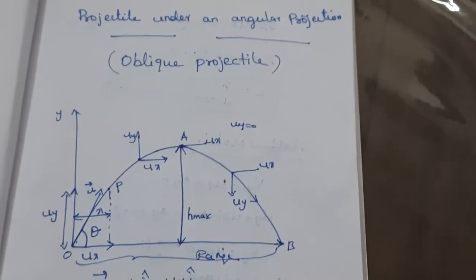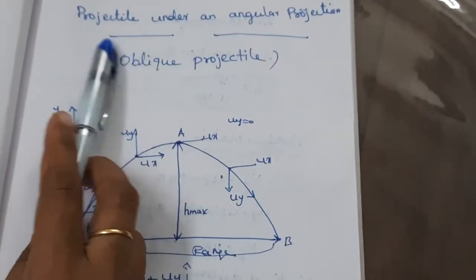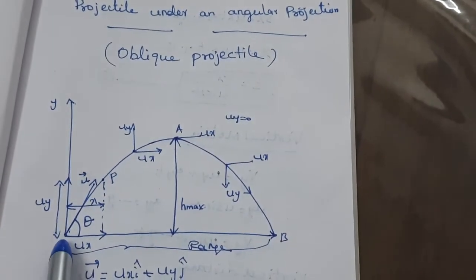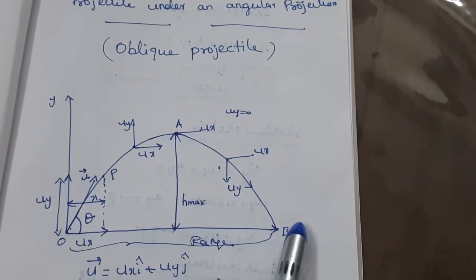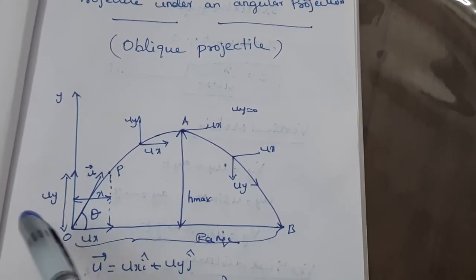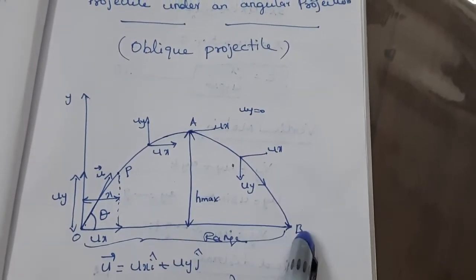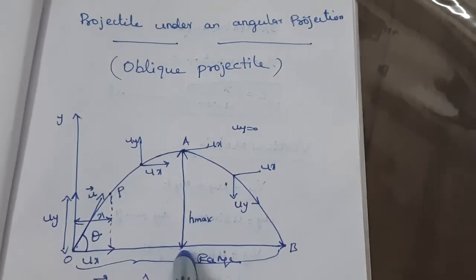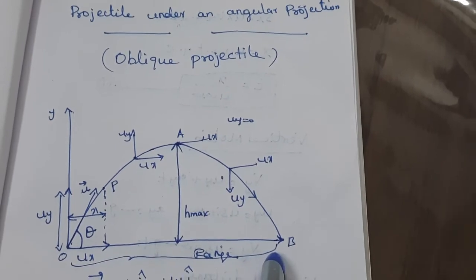Students, today we have seen the second type of projectile motion, that is oblique projectile or projectile under an angular projection. Here an object is thrown with initial velocity u, which makes an angle theta with a horizontal plane. This object goes up, reaches the maximum height and comes to the ground. Here this is the maximum height and this is the horizontal distance, that is the range.